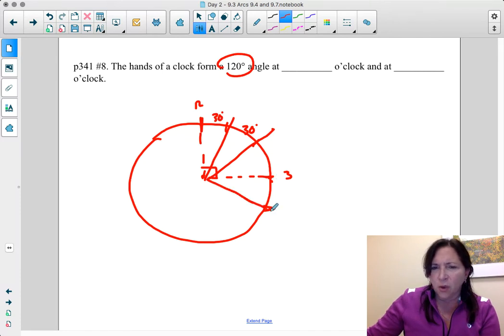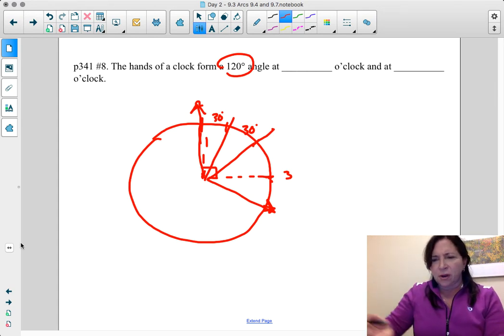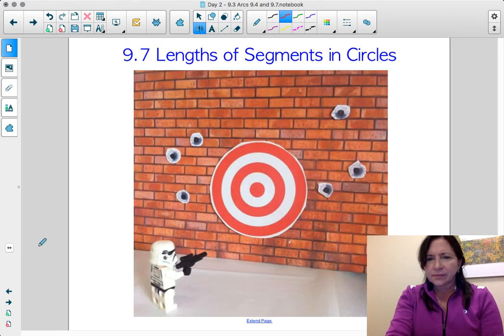So there's a whole bunch of ways that I could draw my clock. That would be at the 12 and at the 4. I could take that arc and twist it all the way around.